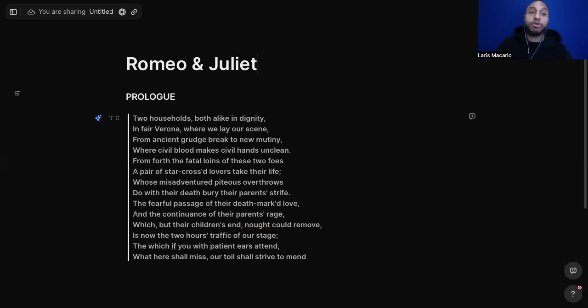So for the fatal loins of these two foes, it means the issue, the babies, the things that were made from the loins of these two foes, these two rival factions, these two rival families, a pair of star-crossed lovers take their life. So from the loins of these two families, two children were born, and they were star-crossed lovers. That means they were destined for one another. Take their life. It means that they killed themselves. They're basically foreshadowing. They're telling you what's going to happen. They're going to kill themselves in the story.